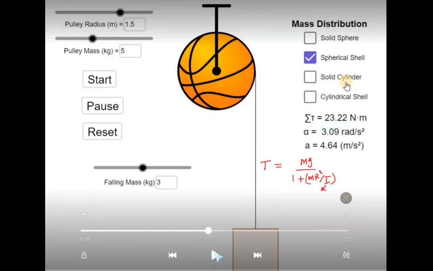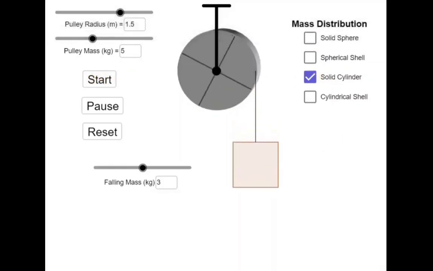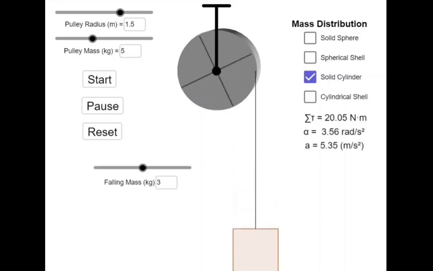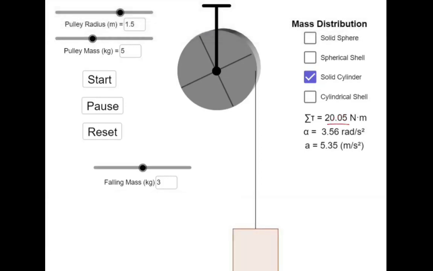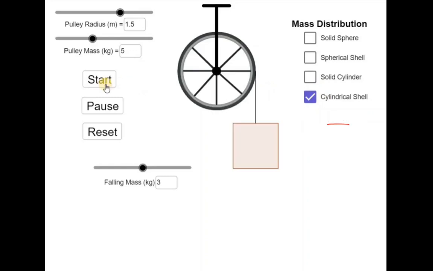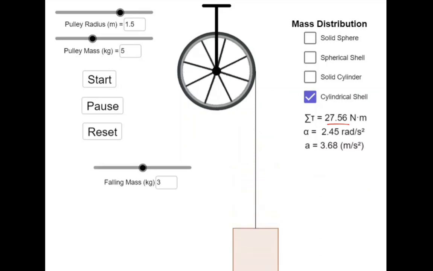Let's continue. For a solid cylinder, we should obtain different net torque and different alpha and different tangential acceleration. This one here, 105. And this one for the cylindrical shell, 27.56 newton meters.